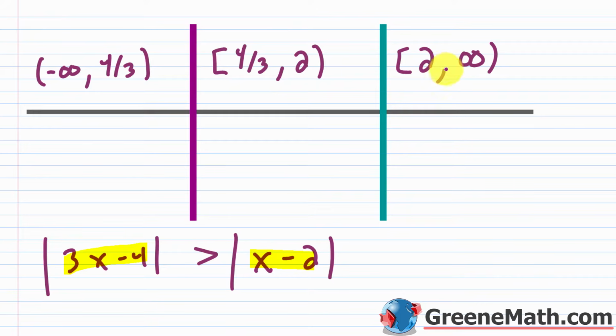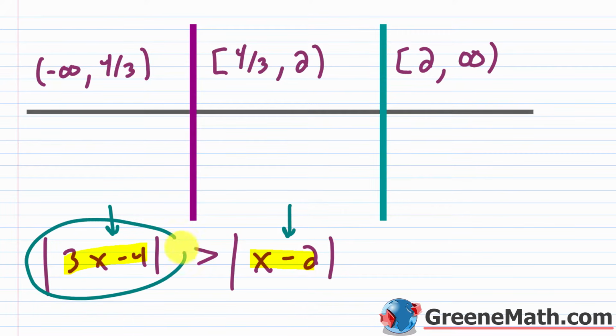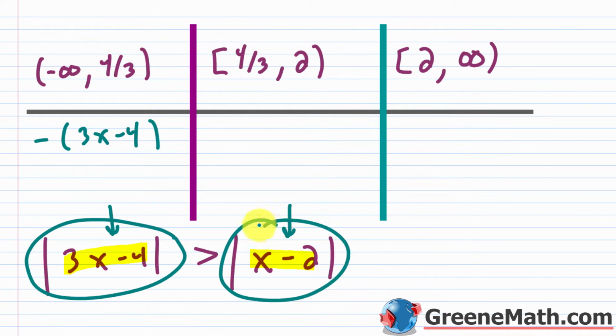Okay, so we've split the number line up into these 3 intervals. So what we are basically doing is just getting a rule for dropping the absolute value bars in each interval. So in the leftmost interval where we're strictly less than 4/3, this expression is negative and this expression is negative. We know that. So basically you replace this guy right here with the negative of the quantity 3x minus 4. You replace this guy right here with the negative of the quantity x minus 2.